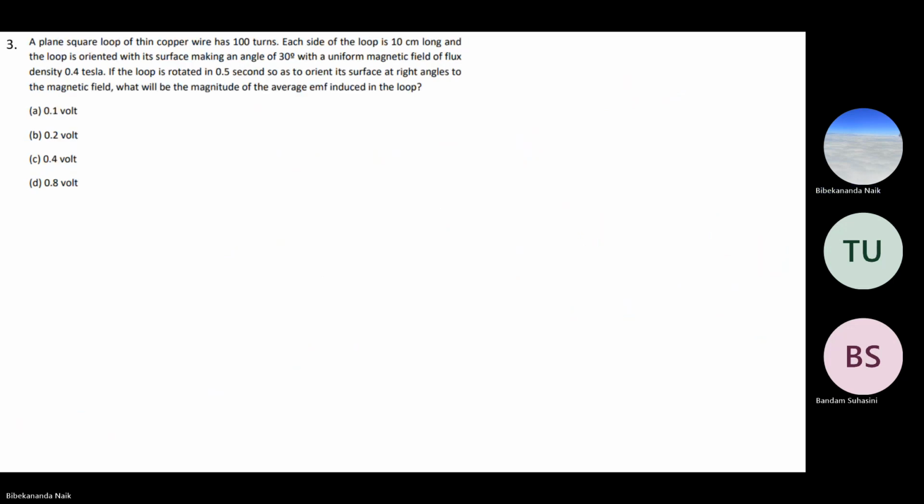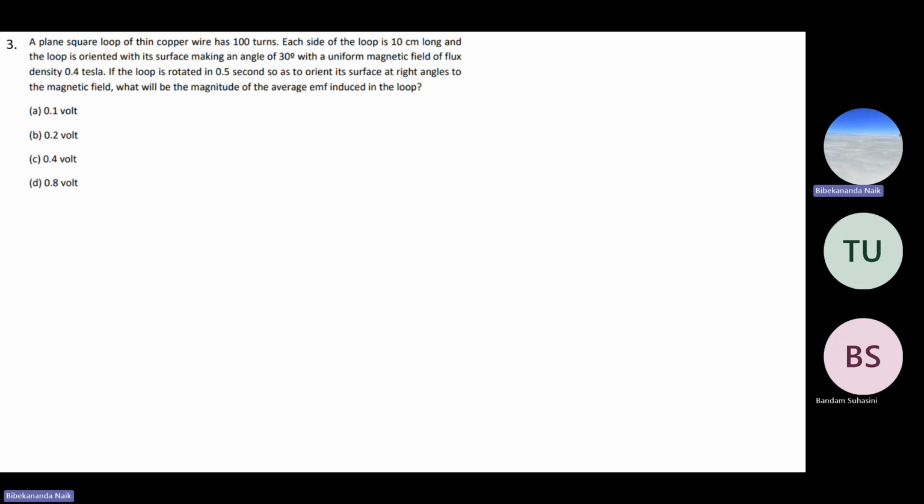Now the third question says: a plane square loop of thin copper wire has 100 turns. Each side of the loop is 10 centimeter long, and the loop is oriented with its surface making an angle of 30 degree with a uniform magnetic field of flux density 0.4 Tesla. If the loop is rotated in 0.5 second so as to orient its surface at right angles to the magnetic field, what will be the magnitude of the average EMF induced in the loop?